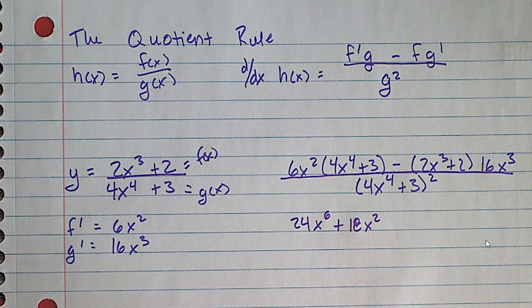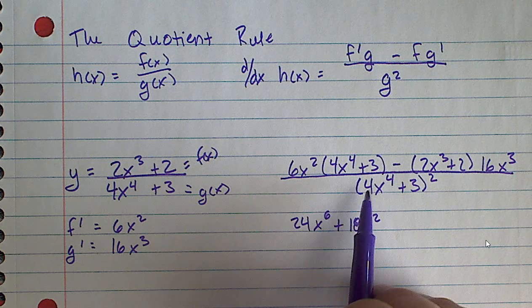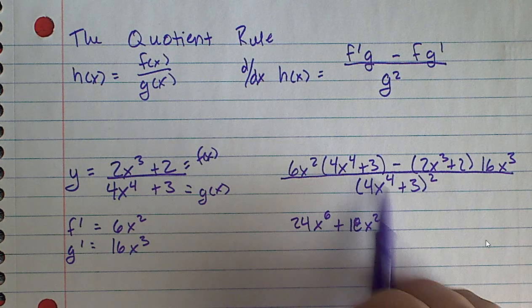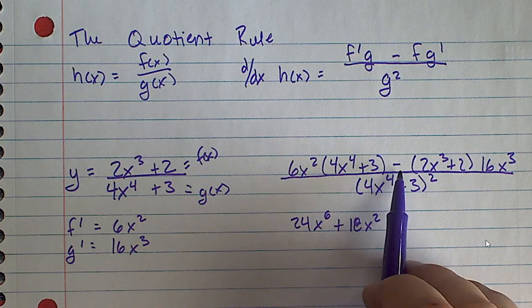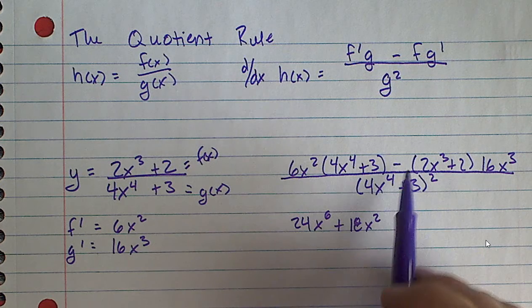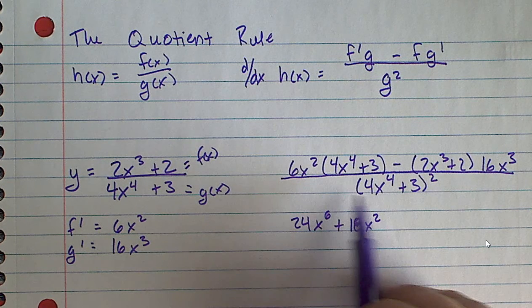No, the reason you can't is because there's not a 4x to the fourth in all three of these terms. There's 4x to the fourth in these two, but there isn't one here, so you can't cancel it, and it's because of that minus. It turns the top into not one term, but two terms. If I wanted to, I could separate this into two separate fractions, and then I could cancel out the 4x to the fourth, but no.